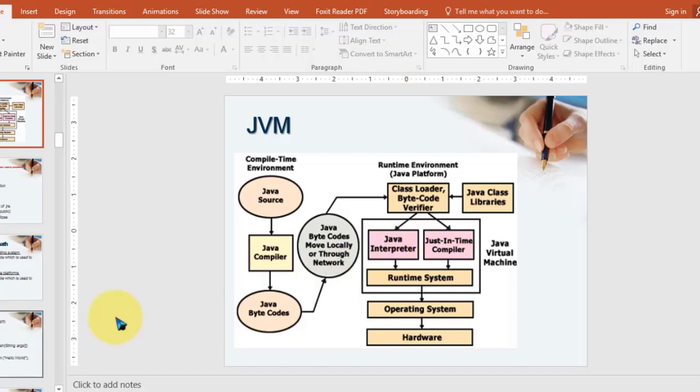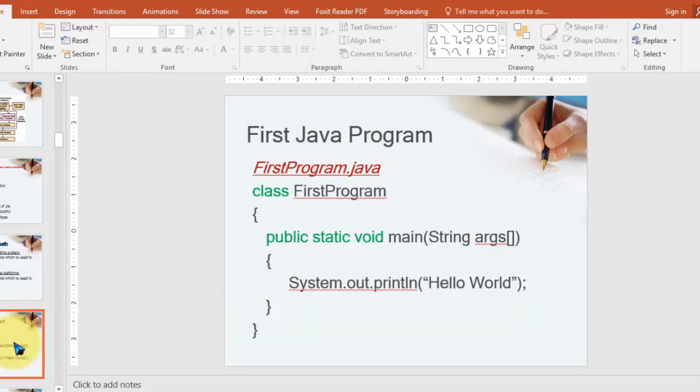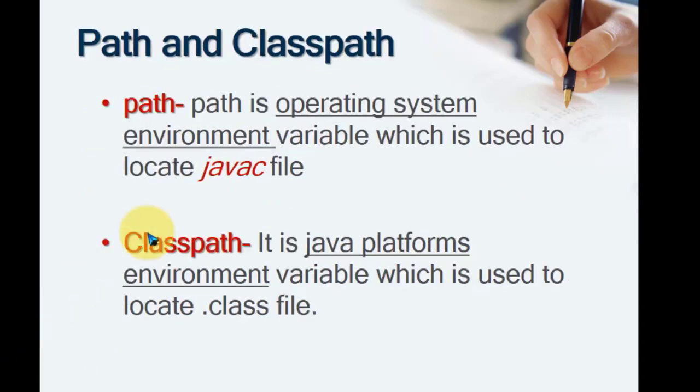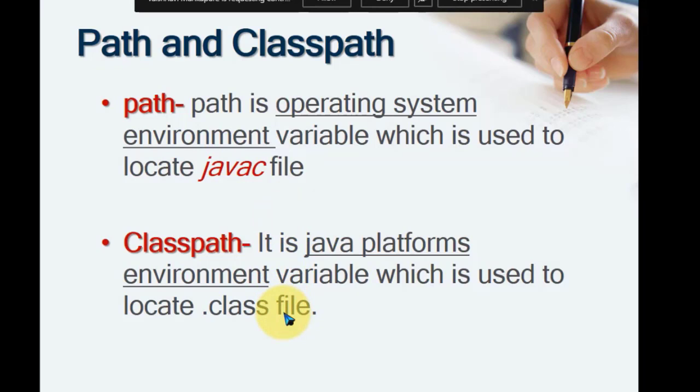Now this is your first program, that is hello world. Okay, so here, path we have seen, what is path. Before we compile and execute every program, we have to set a path. This is required. This is an operating system variable. Another concept is the class path. Class path is not an operating system environment variable. This is a Java platform environment variable, related to the Java runtime environment.